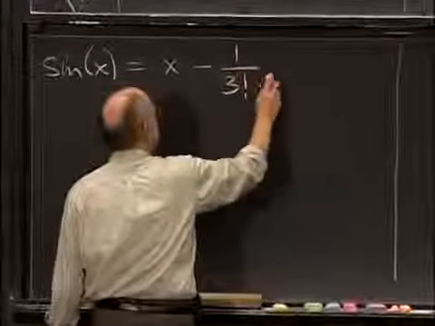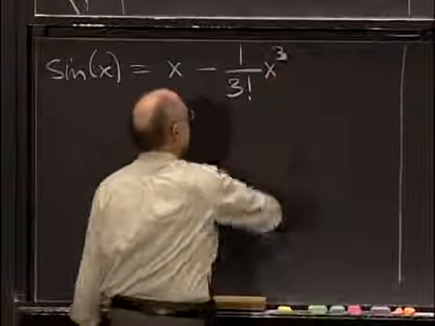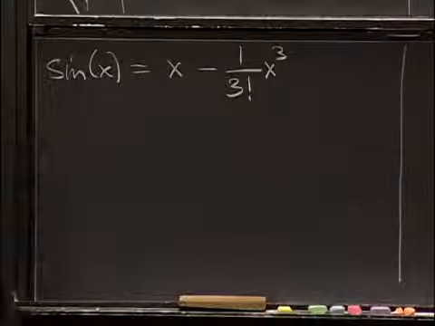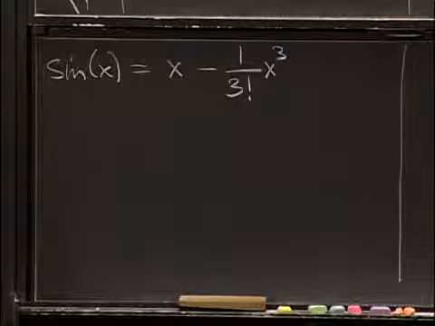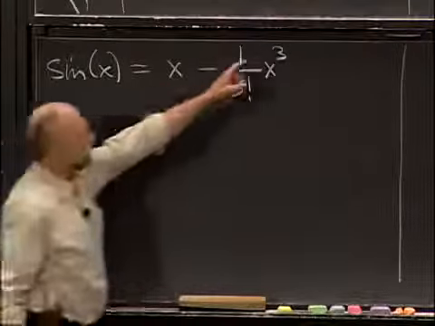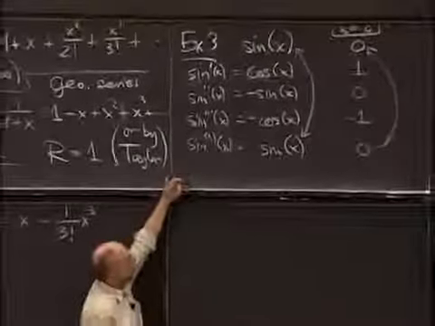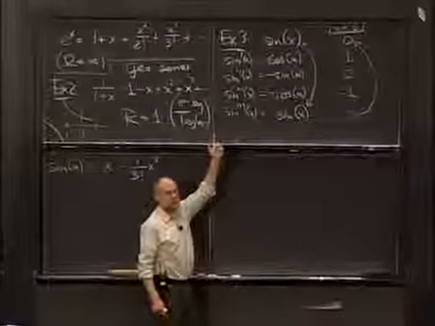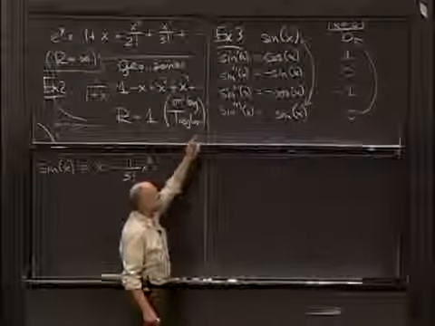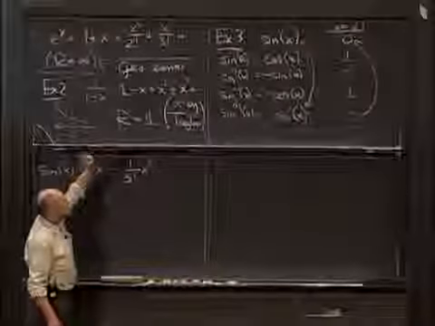And remember the 3 factorial in the denominator, and that's the coefficient of x cubed. What's the fourth derivative? Well, here we are. It's on the board. It's 0. So I drop that term out, go up to the fifth term, the fifth power of x. Its derivative is now 1.